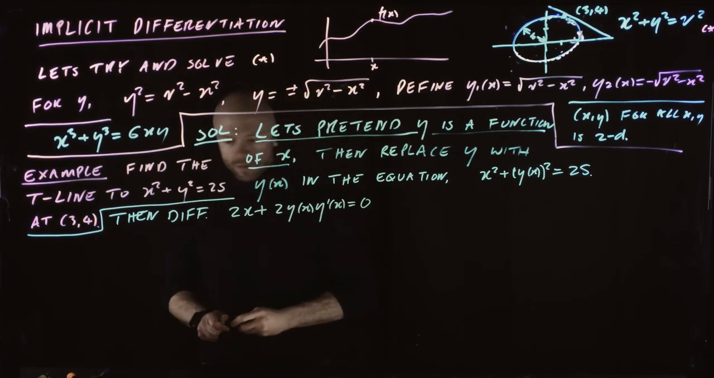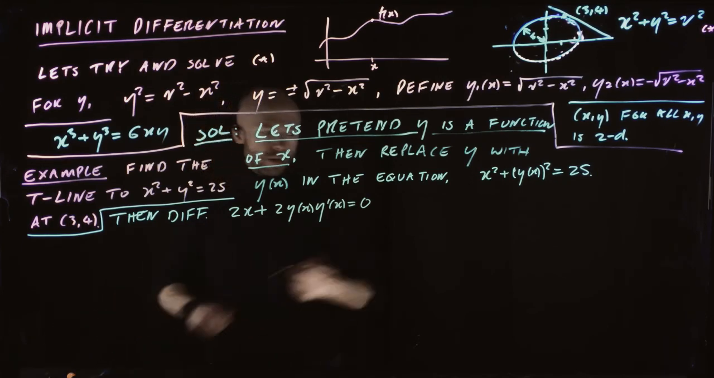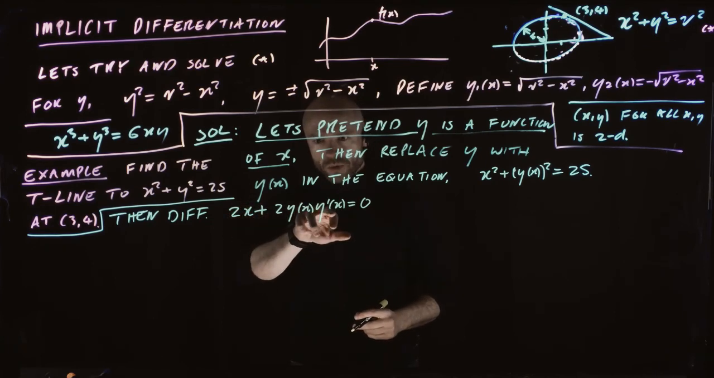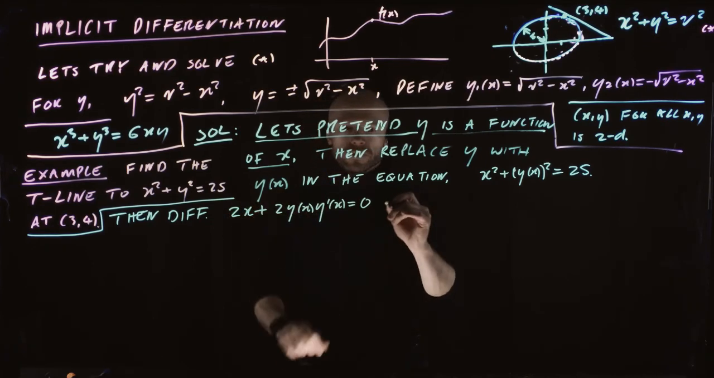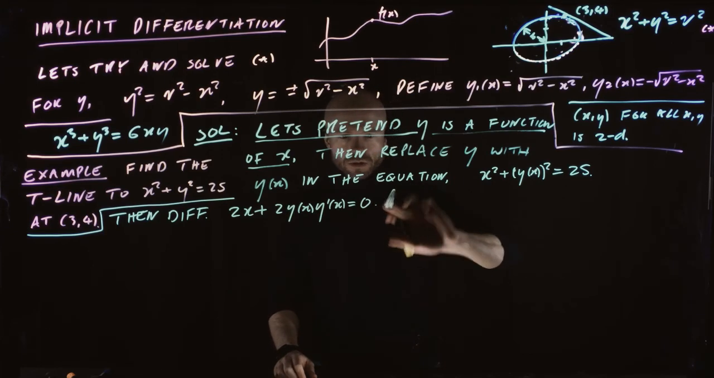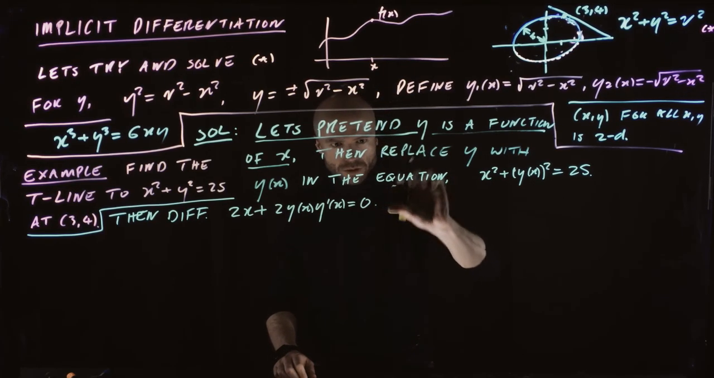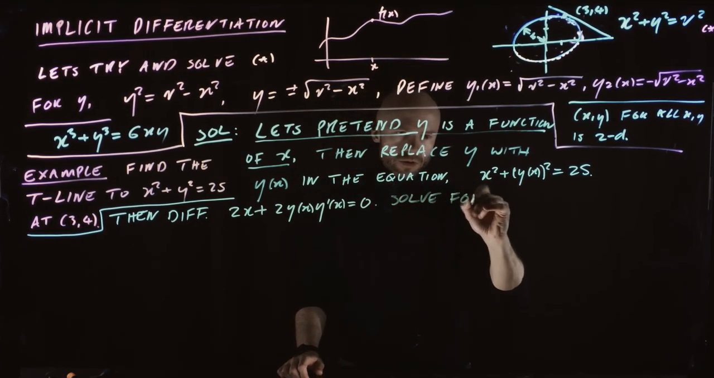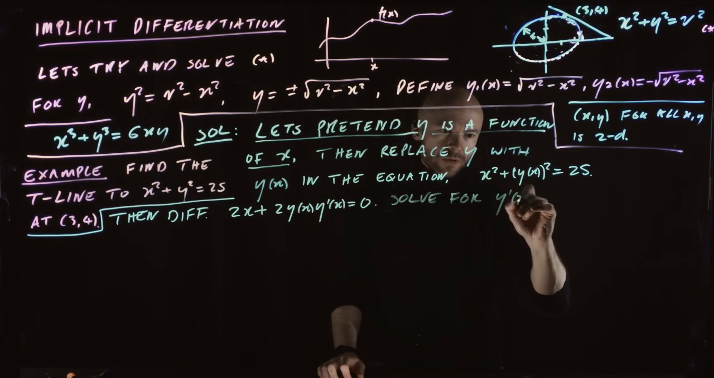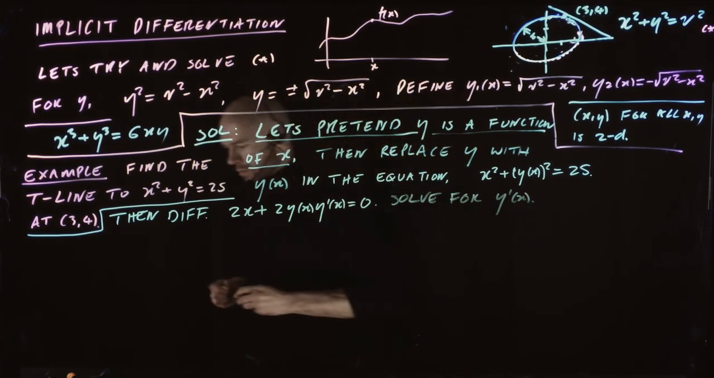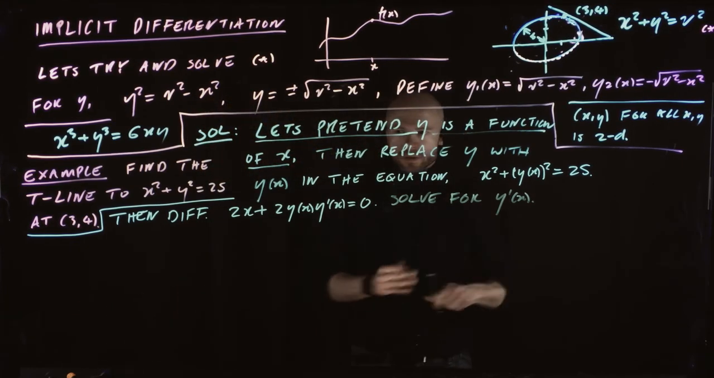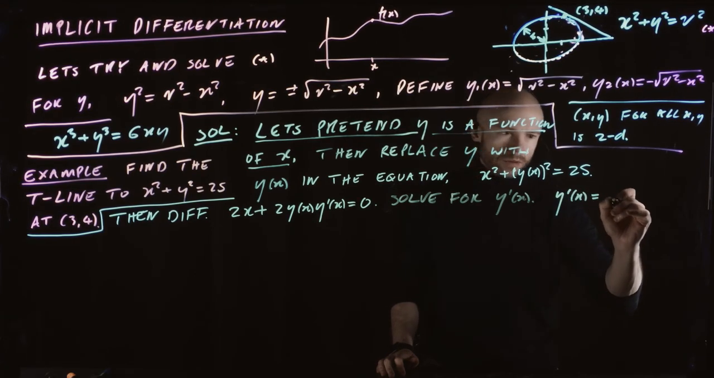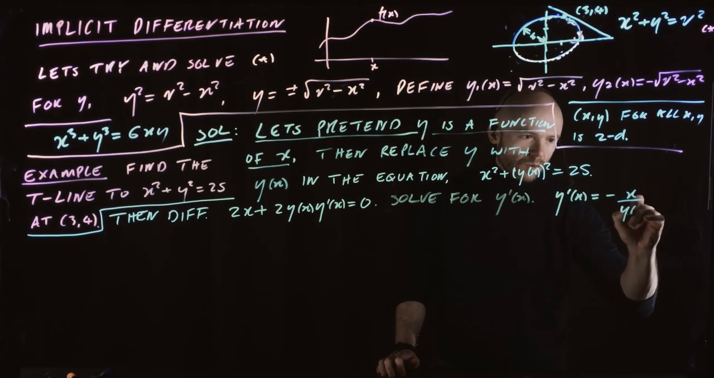Cool. Having done that, we now have an equation which involves y prime, y of x, and x, and we want to solve for y prime of x. If we do this, what do we get? We get that y prime of x is equal to minus x over y of x.